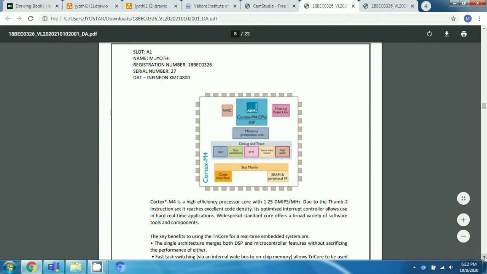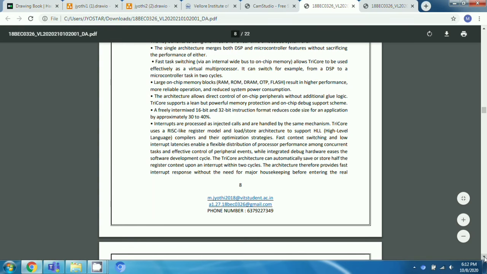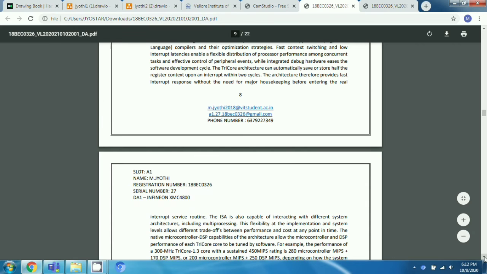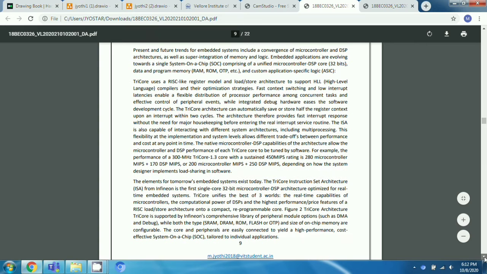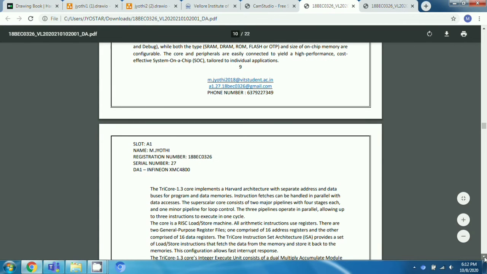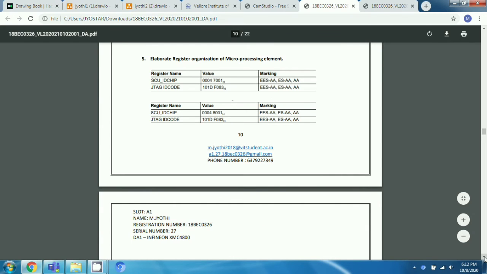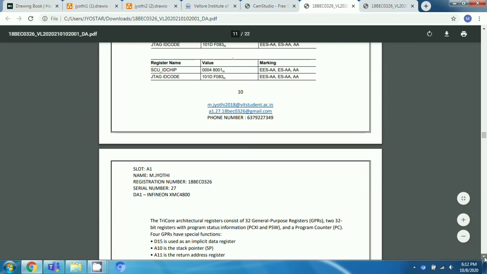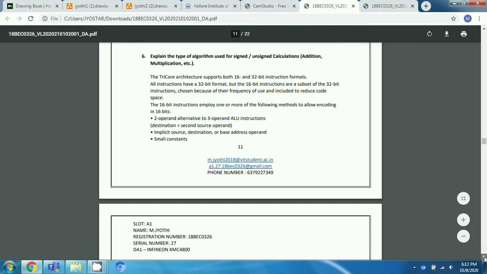The microcontroller architecture is given as below, where it has a bus matrix, a debug and trace, memory protection unit, and a floating point unit. And these are the specifications of the interrupts, the tri-core embedded system, etc. So how do we correlate with the architecture that was given in the first module? It has scratch RAMs, an execute unit, integer execute unit, and 2 general purpose register files, and it has a RISC architecture which we have seen in module 1, where all arithmetic instructions use registers.